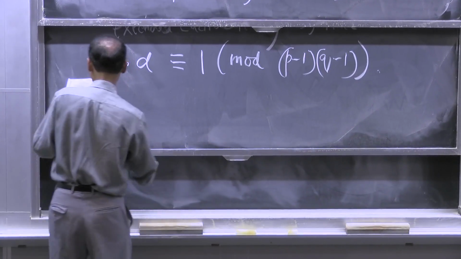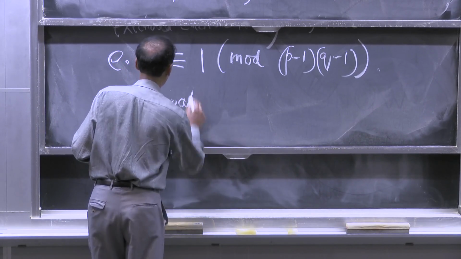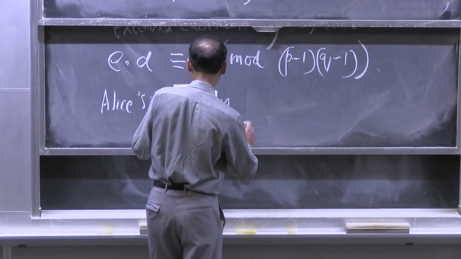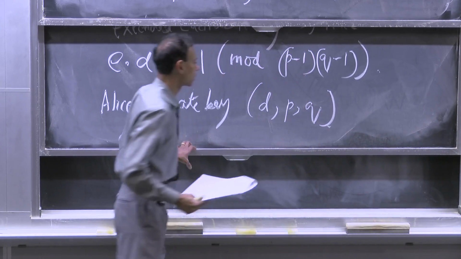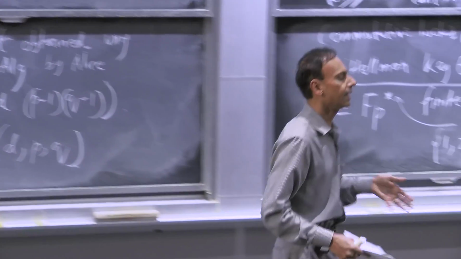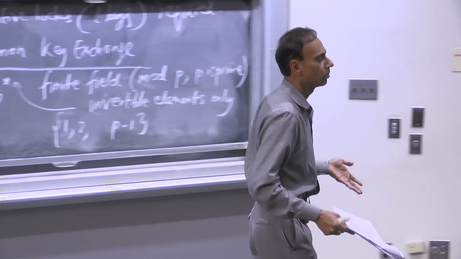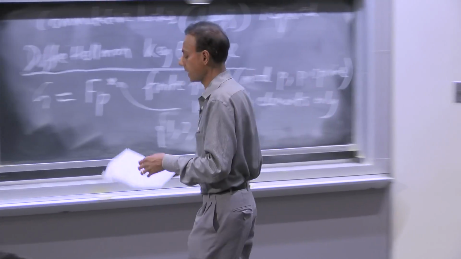So the private key, Alice's private key, you can think of as D, P, Q. Right? So now it's clear as to what's public and what's private. N and E are public, D, P, and Q are private. All right? So that's the setup for RSA.